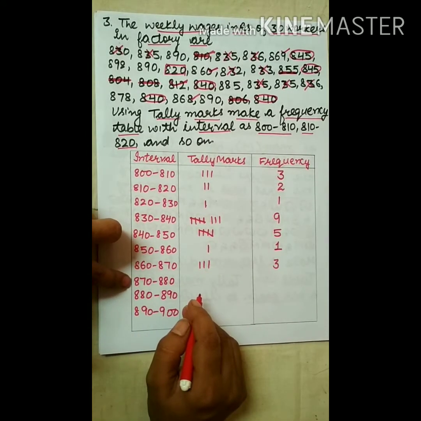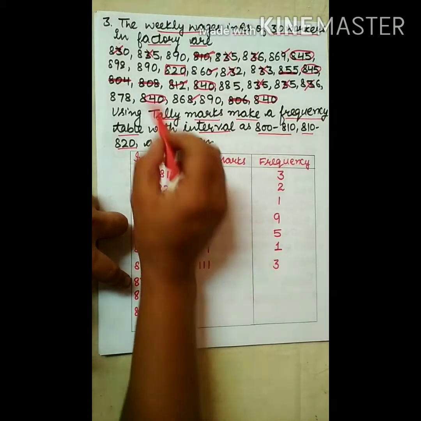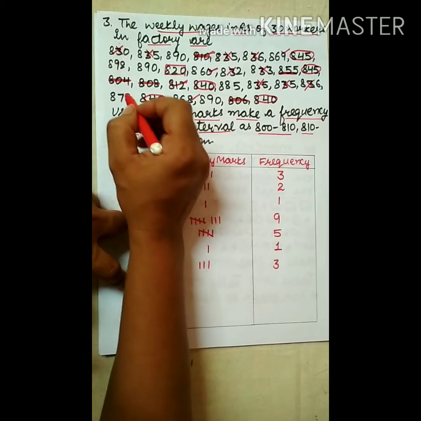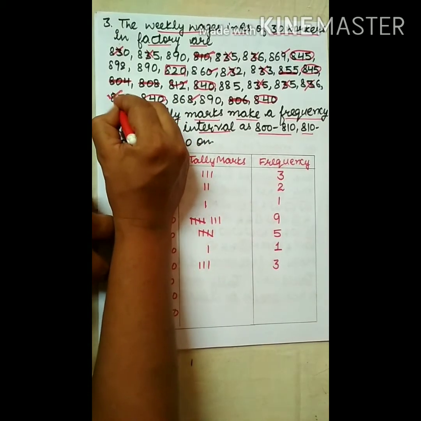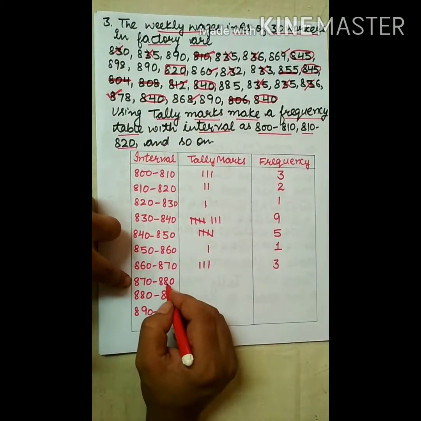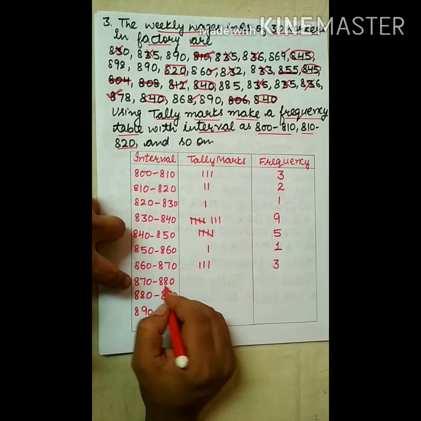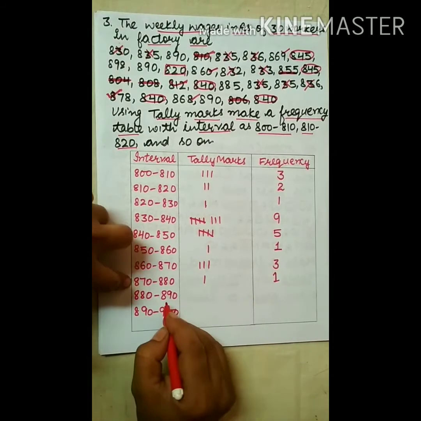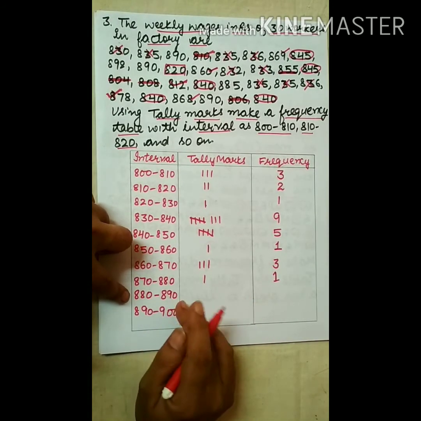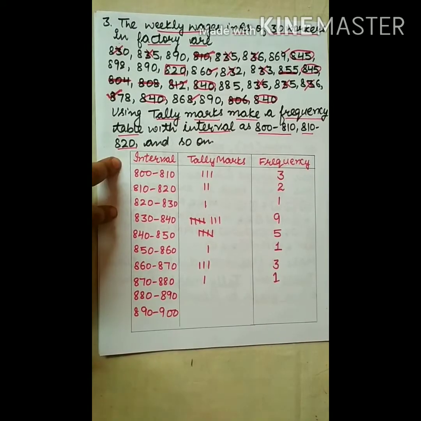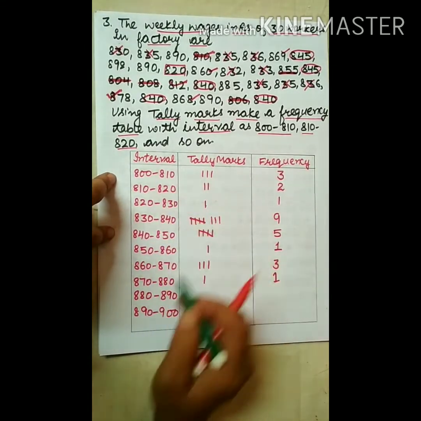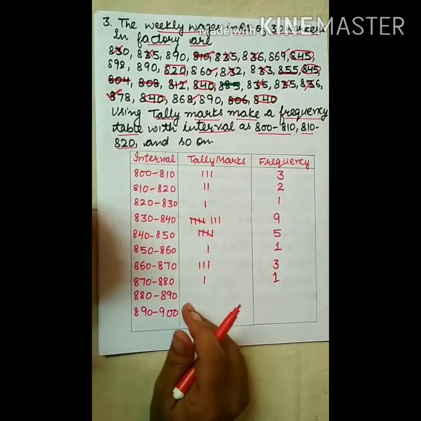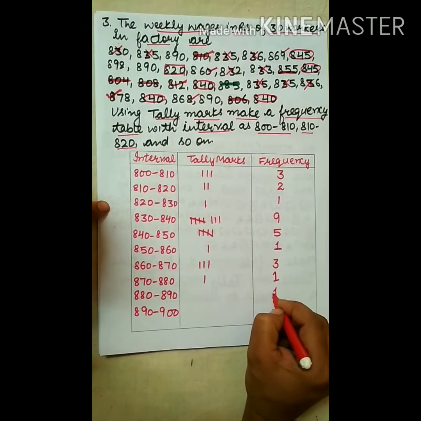Next one is 870 to 880. Now find out the value again. Now this is 878. So again one value is between the interval 870 to 880. This is 1. Now count for 880 to 890. Now 880 to 890, the value is lying only 885. So here I have one value, 1.